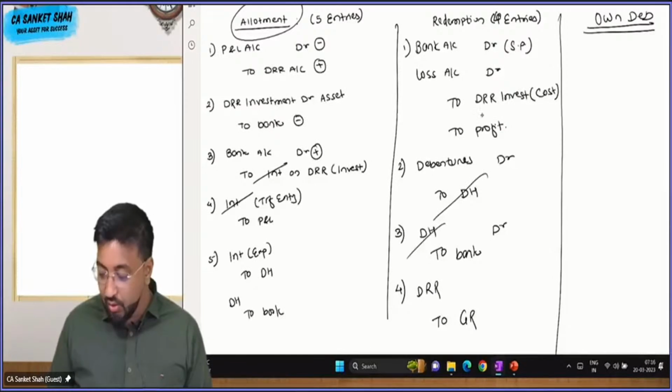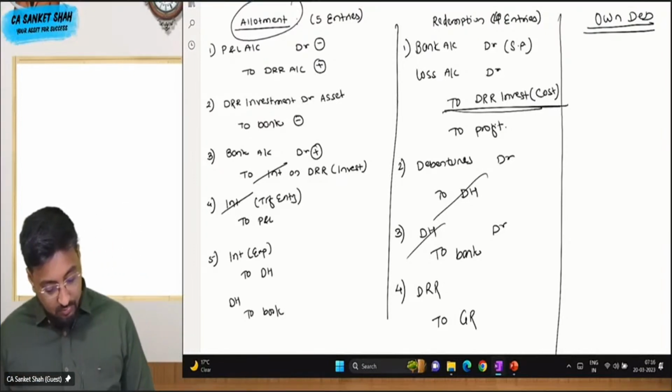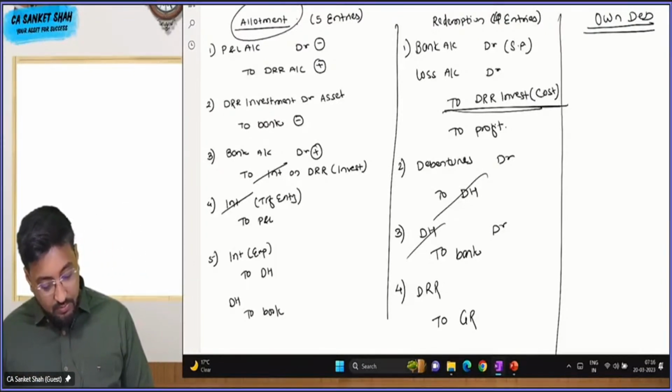DRR investment ही close किया ना बेटा. DRR I means DRR investment. अमल, what are you doing बेटा? रिडम्पशन के टाइम पे हम लोग DRR इन्वेस्टमेंट क्लोज करेंगे.